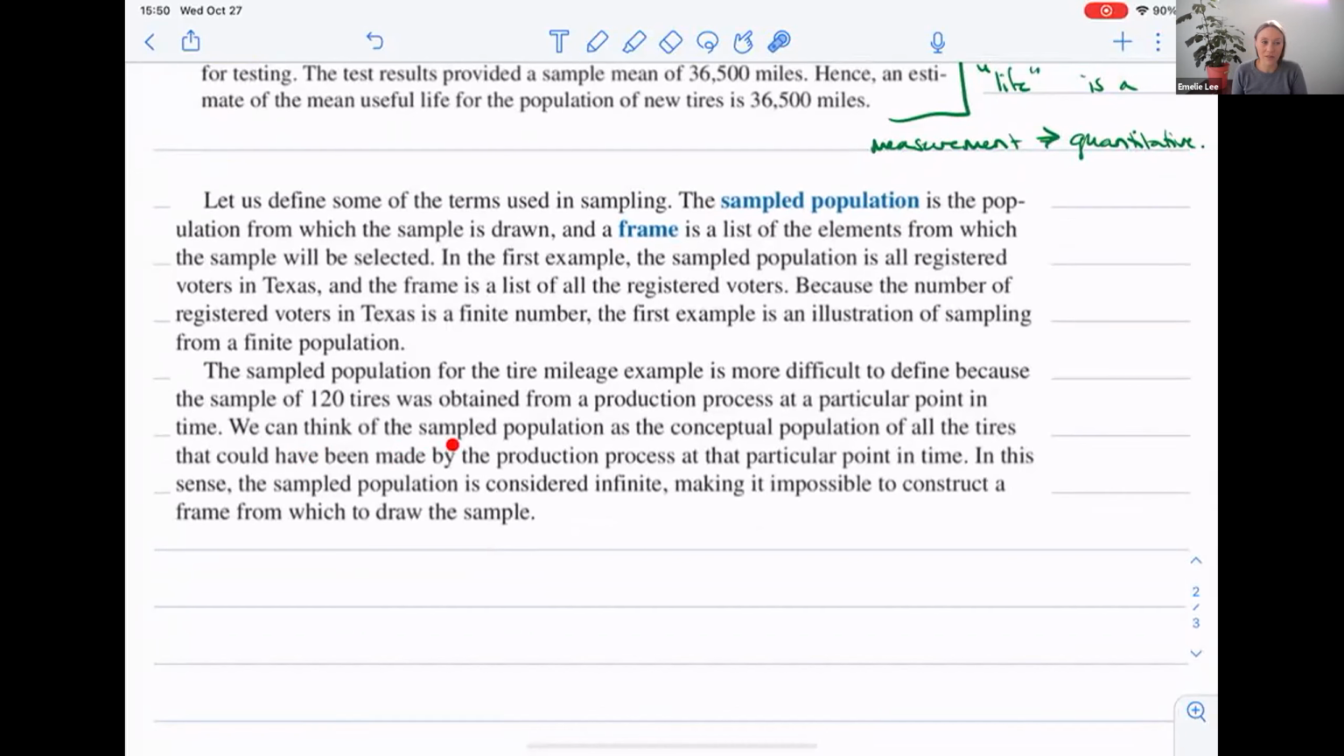And so we can think of the sampled population as the conceptual population of all the tires that could have been made by the production process at that particular point in time. So the sampled population is more of an idea, whereas the frame is the actual list that you have to draw from.